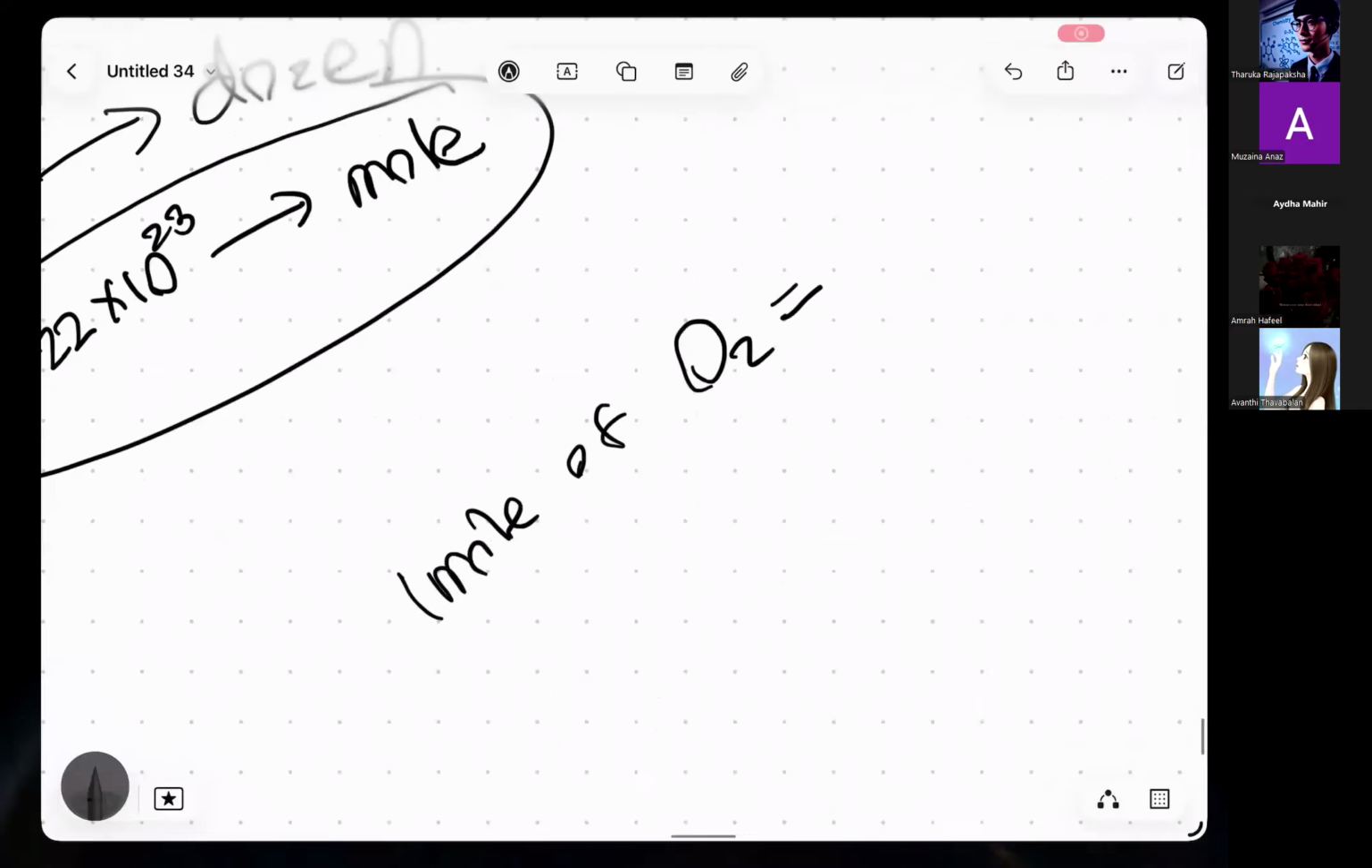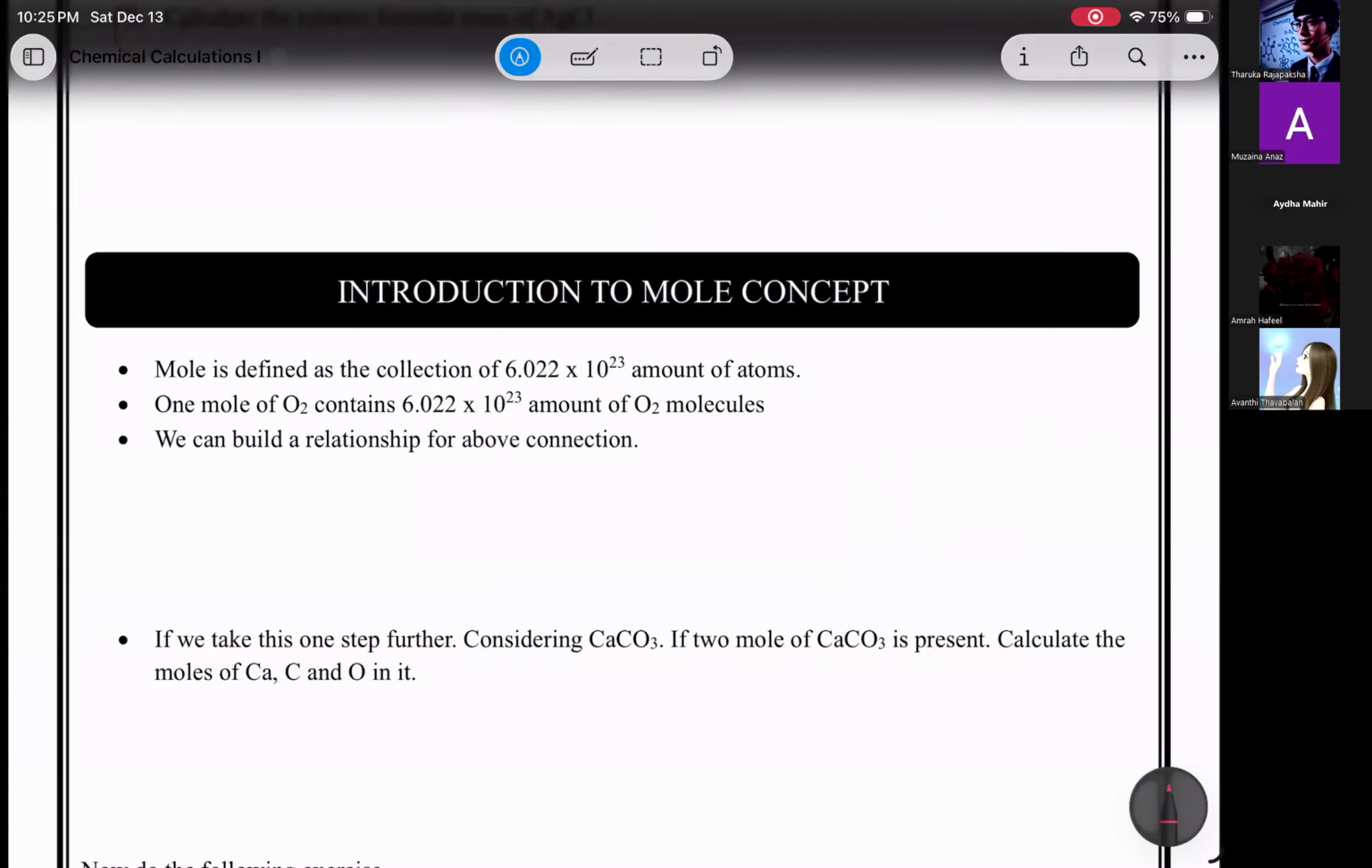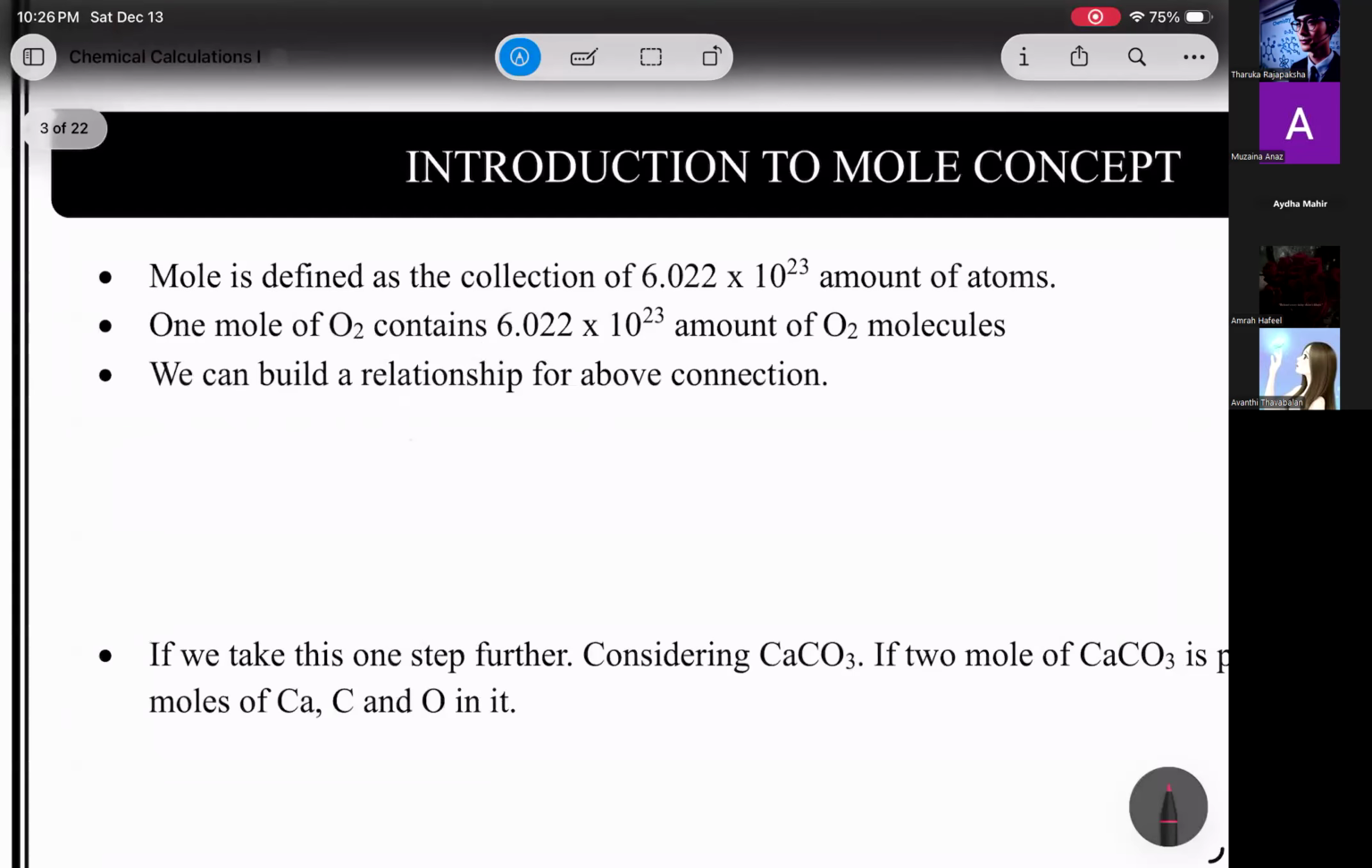Now listen carefully. Mole is defined as a collection of 6.02 times 10 to the power 23 atoms. Not always atoms, it can be molecules, it can be compounds, it can be anything. One mole of O2 contains 6.02 times 10 to the 23 O2 molecules. We can build the relationship for the above connection like this. If I say N equals Ln. Do not memorize equations. I repeat, do not memorize equations. Just take it from logic. Just listen to me, okay? N is equal to Ln.